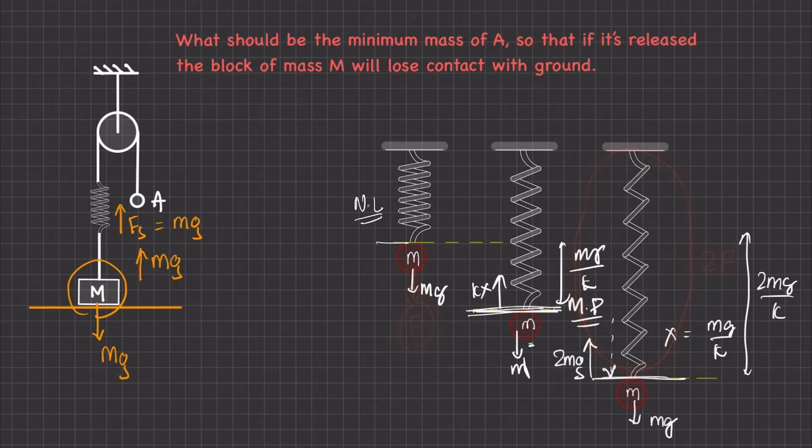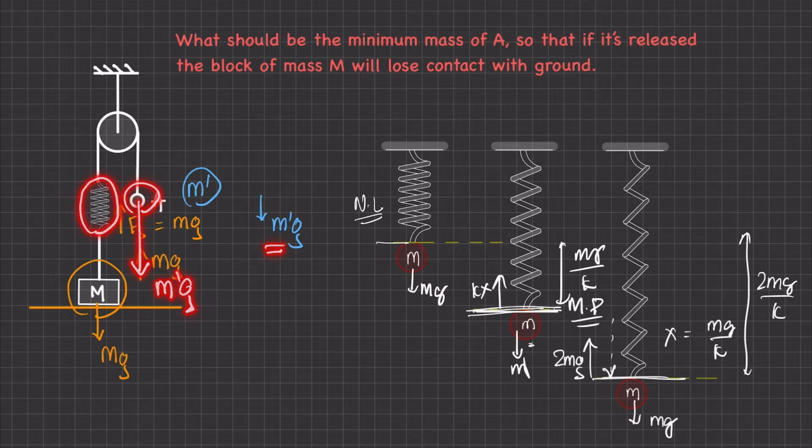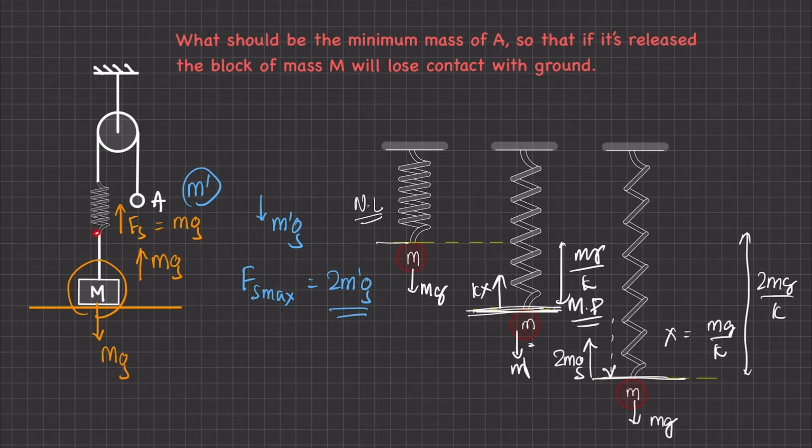But we just read that the maximum spring force developed can be 2F if the external force applied is F, right? So let's say the other mass A has mass m dash. Then the downward force on A will be m dash g, which is a constant one. That means the maximum spring force that is possible, Fs max, is 2 m dash g. It means 2 m dash g can be developed in this spring even though our mass is m dash here.